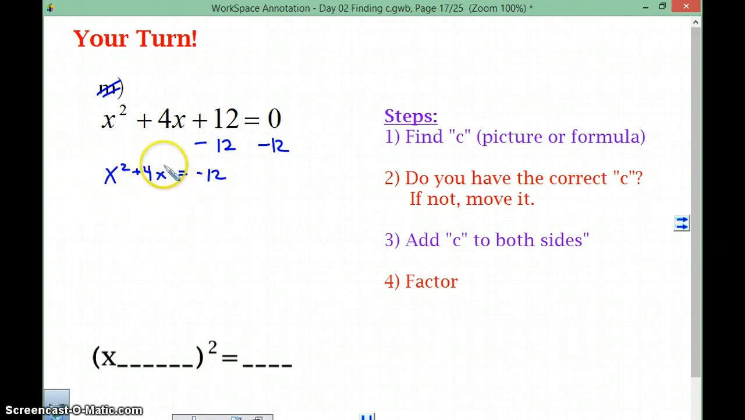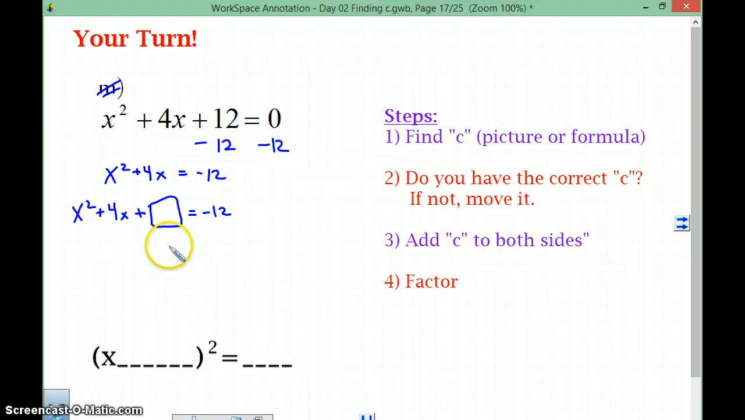Now I want to change these terms into a perfect square trinomial. So let me go down here. Oh, here's what I'm going to do. I'm going to do x squared plus 4x, I'm going to add a number, equals negative 12. But if I add a number to one side, I better add that same number to the other side to keep them even, so it's still the same value.